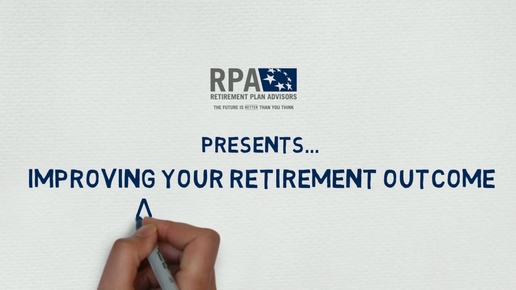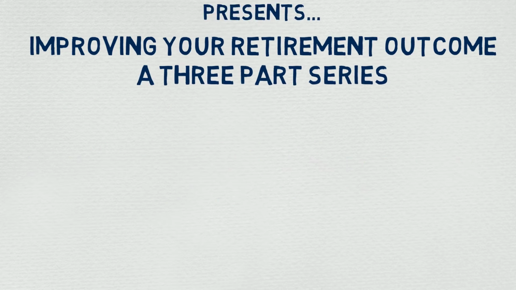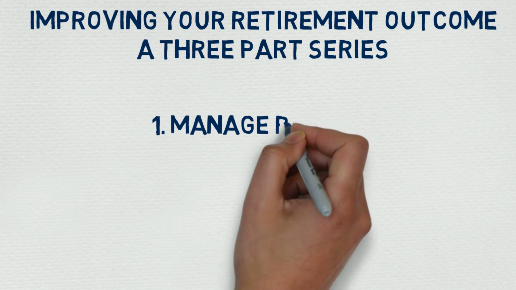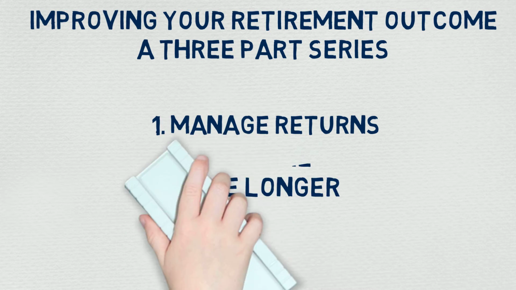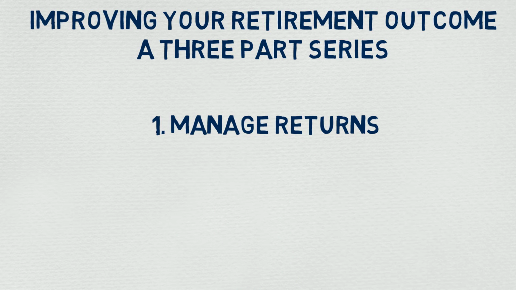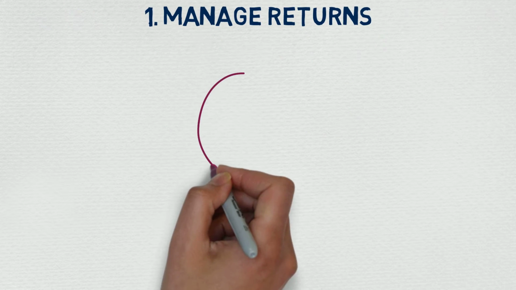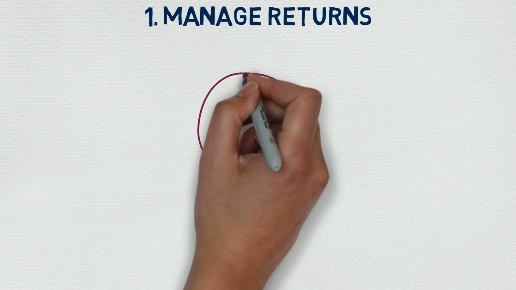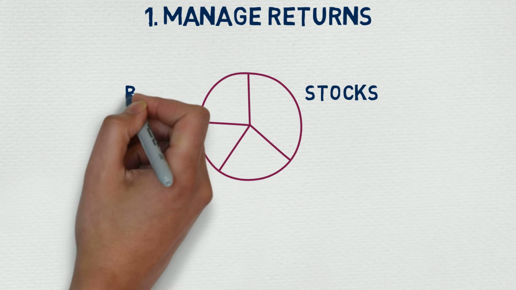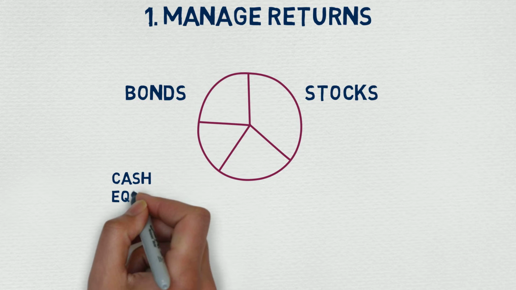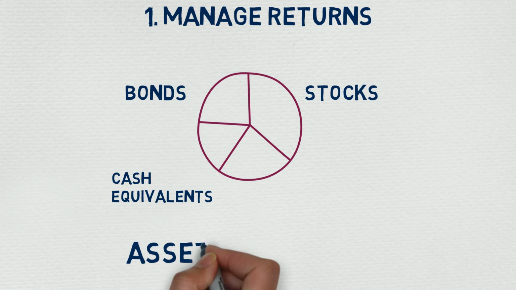How do you improve your retirement outcomes? We've already identified these 3 steps. Now let's take a closer look into managing returns. How your savings are invested will determine how your money grows. The division of your savings among different investment types, such as stocks, bonds, and cash equivalents, is called asset allocation.